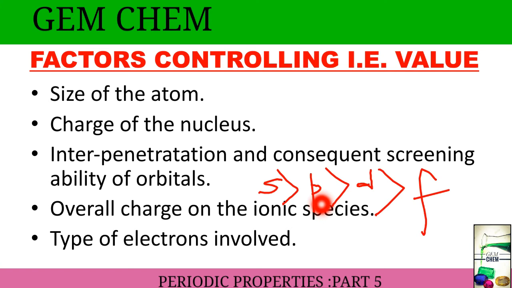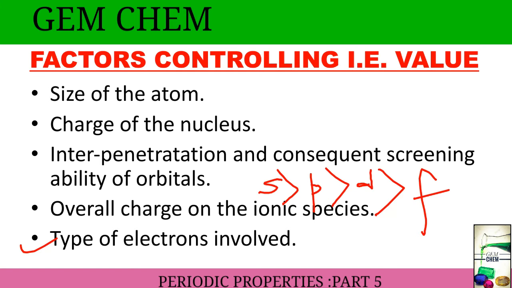Now the next point is the overall charge of the ionic species, that is, withdrawal of an electron from a positively charged species is more difficult than from a neutral atom, we know. Thus on increasing the overall charge of the species being ionized, we can see that there is a large influence on the IP value. The IP value goes up. Ionization enthalpy is high in value. Now the last point is the type of electron which is involved. That is this point.